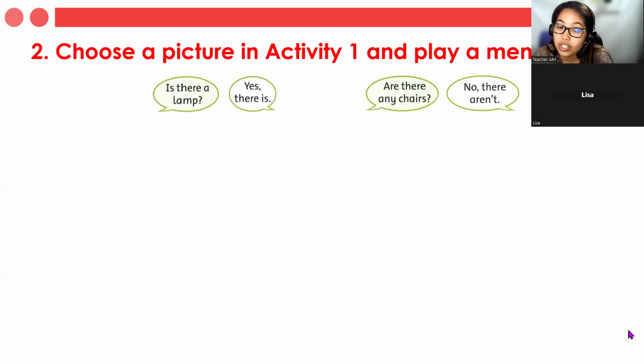Okay, now let's stay in picture A. What color is the blanket in picture A? Red. Wow, nice. Okay, now is there a TV? Yes, there are a TV. You can say, yes, there is a TV. Yes, there is a TV. Very good. So we just say there is because there's only one TV. Okay, now, is there a bookcase? No. Yes. Nice. Is there a laptop? No, there isn't.